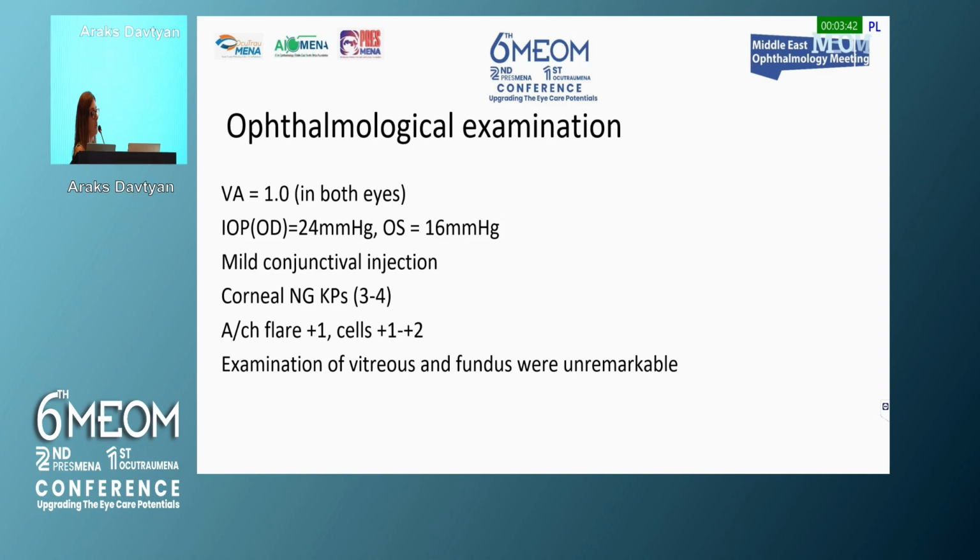Ophthalmologic examination revealed visual acuity was 1.0 in both eyes. IOP was elevated in the right eye at 24 and in the left eye 16. The patient presented with mild conjunctival injection, mild non-granulomatous keratic precipitates, anterior chamber flare +1, cells +2. Examination of the vitreous and fundus were unremarkable.